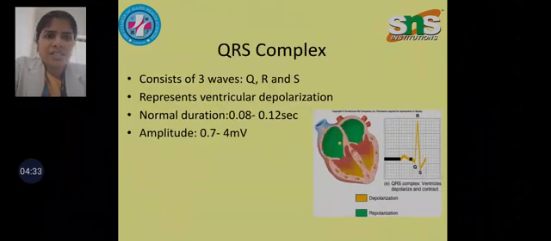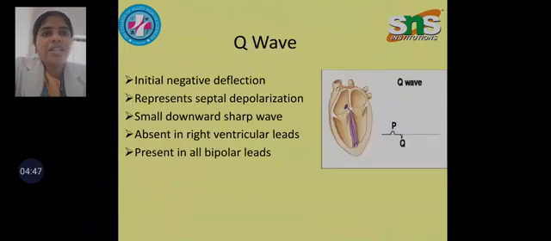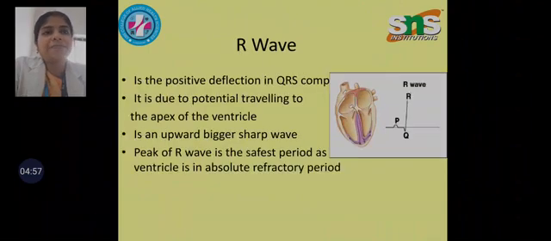QRS complex consists of three waves, Q, R and S. It represents ventricular depolarization. Normal duration is about 0.08 to 0.12 second. Amplitude is about 0.7 to 4 millivolt. And the Q wave, an initial negative deflection, represents septal depolarization, a small downward shock wave, absent in all the right ventricular leads and present in all bipolar leads.